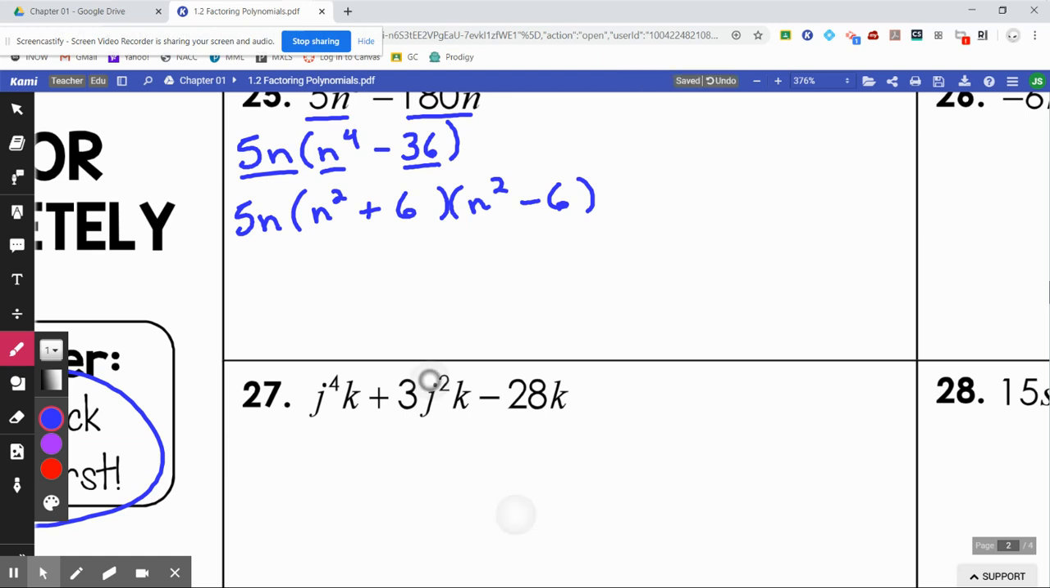Now let's look again. Is this factorable? If it's two terms, is it difference of squares? Is it sum or difference of cubes? It is not, so we are finished. If this had been a perfect square, we could have gone one more step.